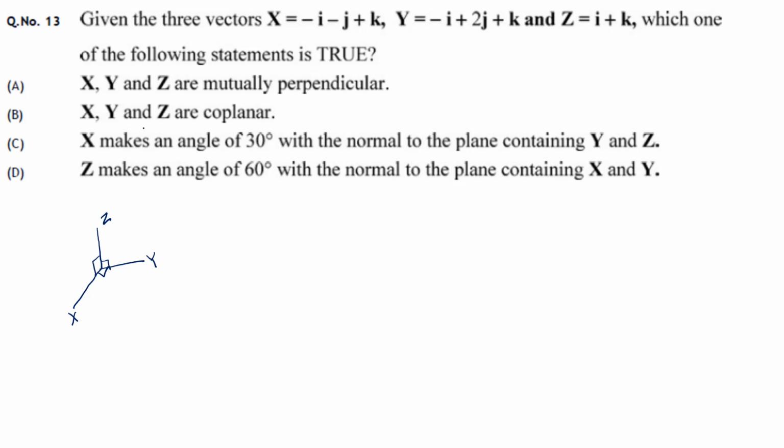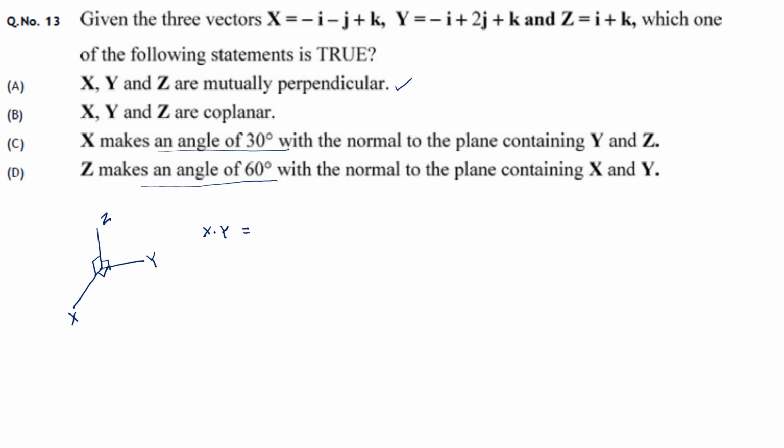Or is it x, y, z are coplanar? X makes an angle of 30 degrees, z makes an angle of 60 degrees. So we will see one by one. So first let us check with option 1 only, right? So if these three are mutually perpendicular, then the dot product of each, taking 2 at a time, will be 0. Like let us find first x dot y.